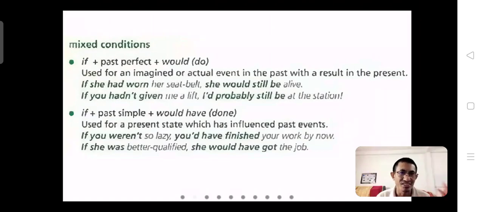Yeah, you see, the structure has a different meaning. Be careful of that. Yeah.